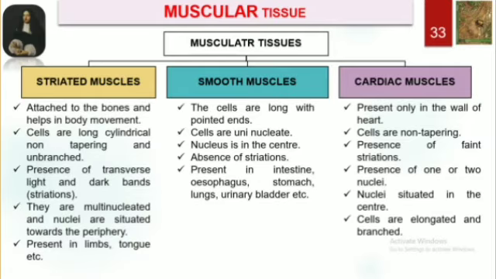And the third muscle is cardiac muscle, present only in the wall of the heart. Cells are non-tapering. Striations are very faint. Presence of one or at most two nuclei. Nuclei are situated in the center. Cells are elongated and branched. Out of these cells, the striated muscles get fatigued very fast. Smooth muscles take longer time to get fatigued, and cardiac muscle does not fatigue at all. That's why we keep living. We keep our heart beating.